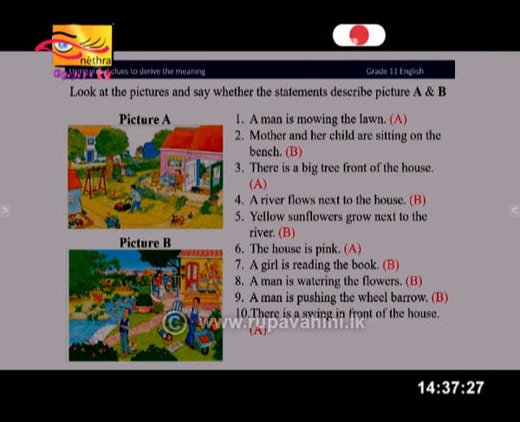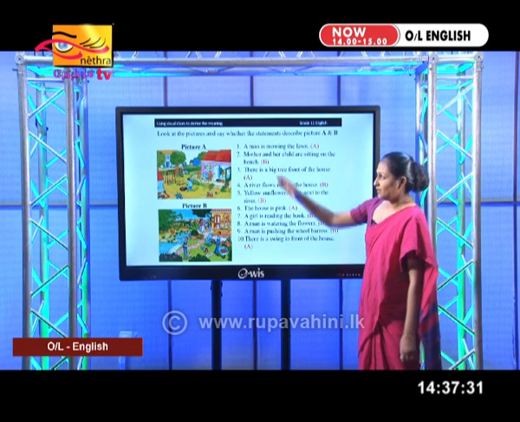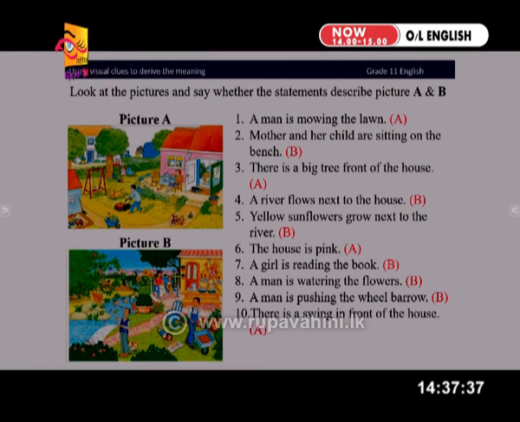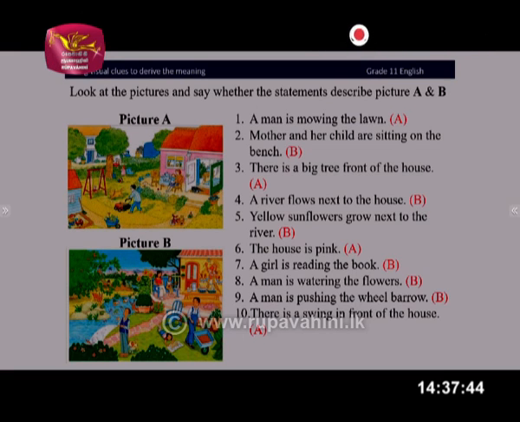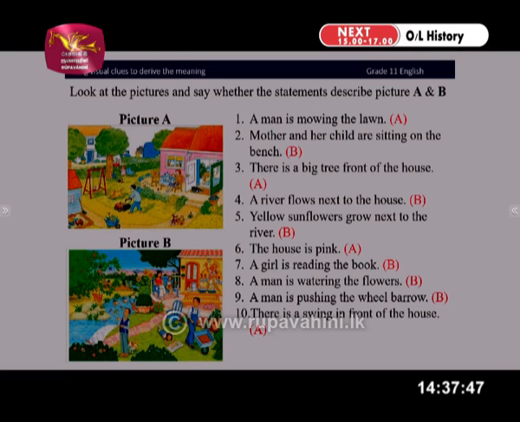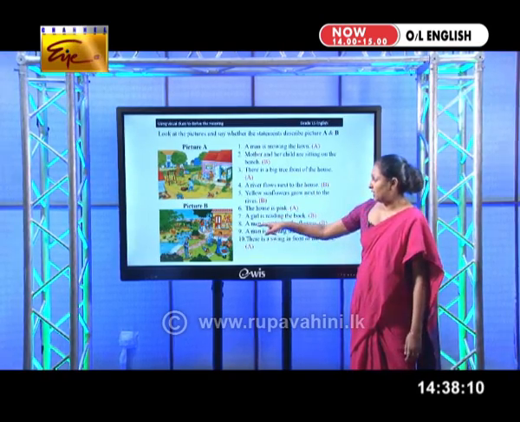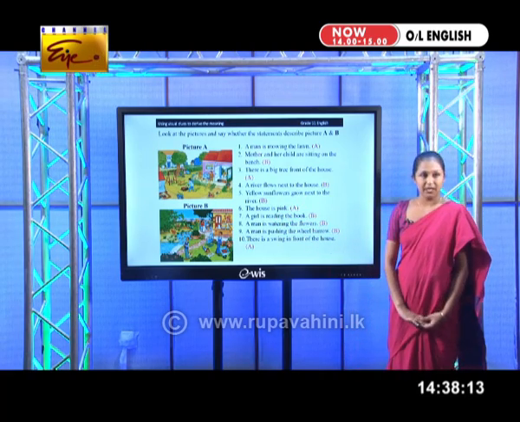Third sentence, there is a big tree front of the house. Yes, you can easily find it. It's in the first picture. 4, the river flows next to the house. If you analyze these 2 pictures carefully, at once you can see. In the first picture, we don't have a river. But in the second picture, we have a river. So that sentence describes picture B. 5. Yellow sunflowers grow next to the river. Again, the word river helps you to understand the picture. So, you can find the yellow sunflowers in picture B.